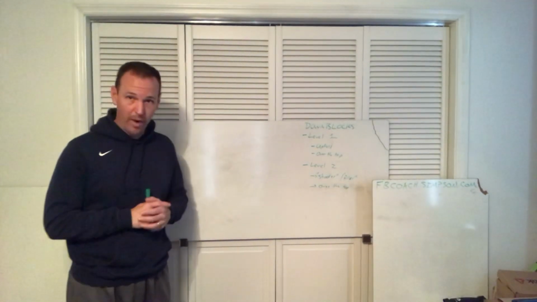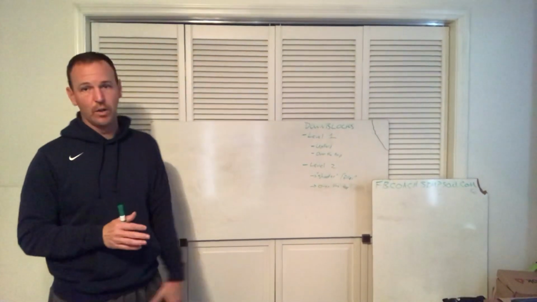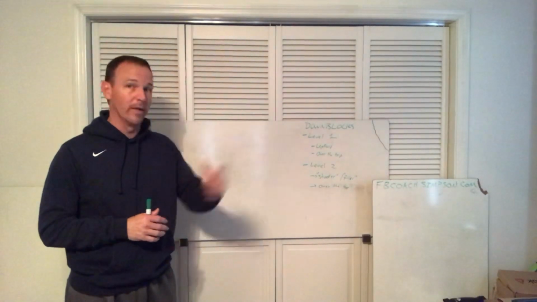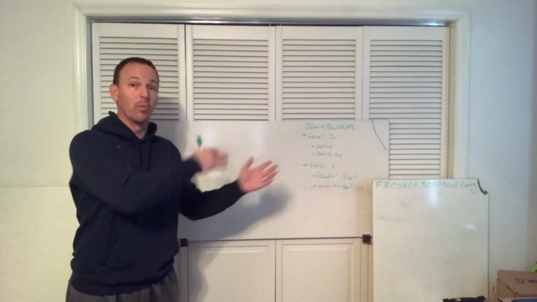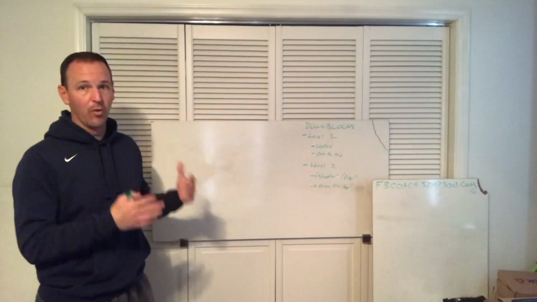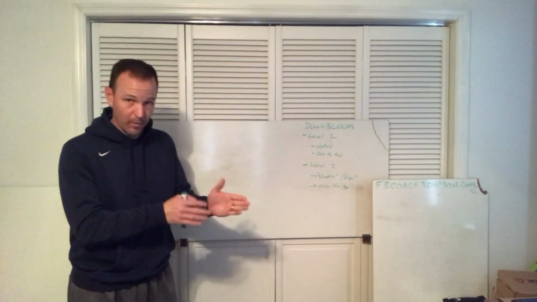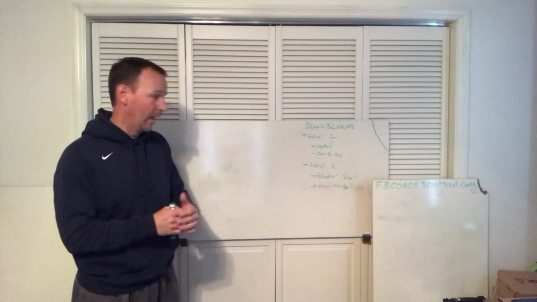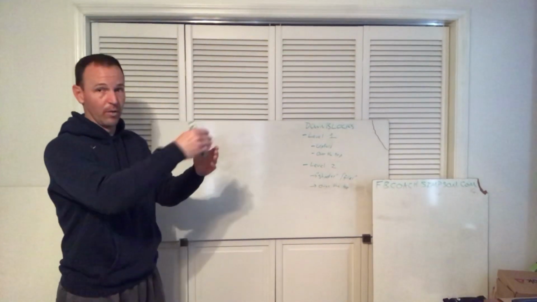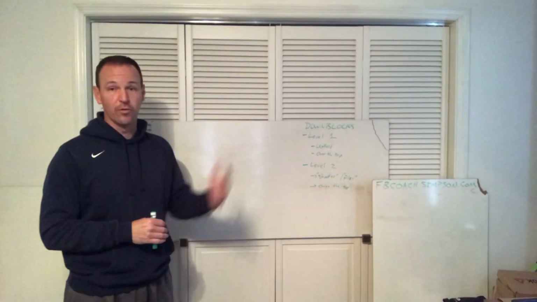All right, so we're going to talk a little bit about down blocks. When we teach the down block to our guys, and real quickly, if you're not familiar with buck sweep, a down block simply means we're going to block inside. So we're blocking down towards the ball. We teach 4 different types of down blocks, on two different levels. Level 1 down blocks, we're blocking a defensive lineman, and there's 2 different ways we'll teach that. Level 2 is where we're blocking a guy on the second level, so a linebacker or possibly a defensive back that's rolled down.